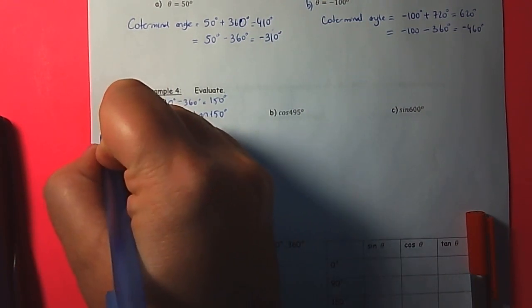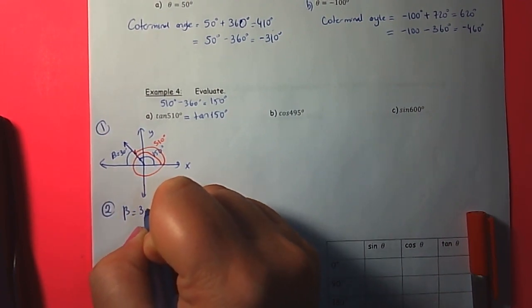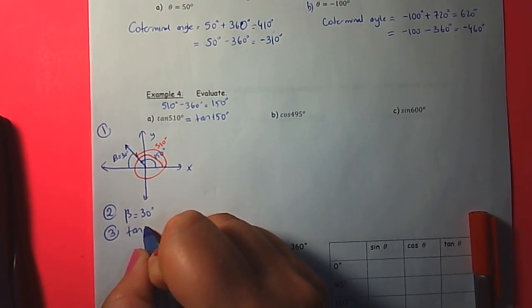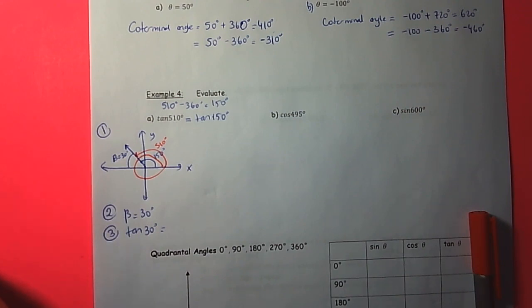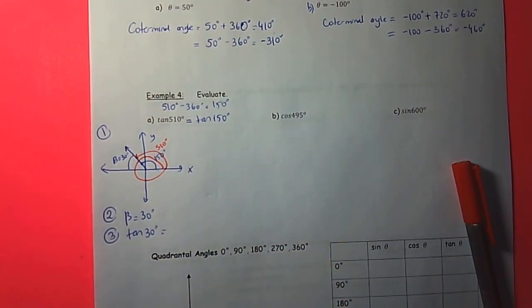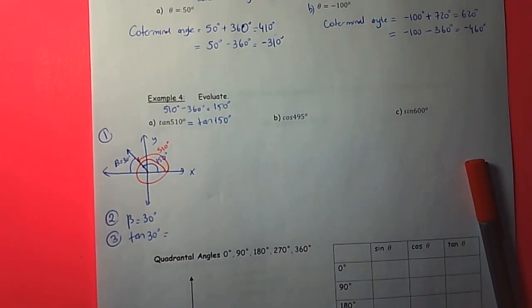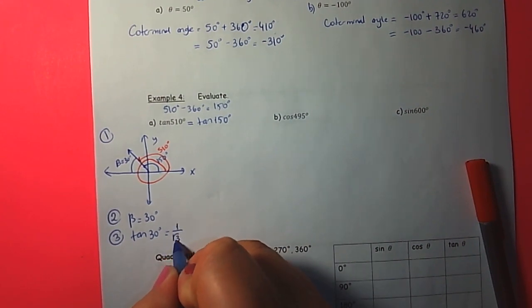So step 1, sketching the angle. Step 2, finding the beta, and that's what we got. Step 3, write the trigonometric ratio of the related acute angle, tangent 30. We can again use the special triangles. So that gives us 1 over root 3.